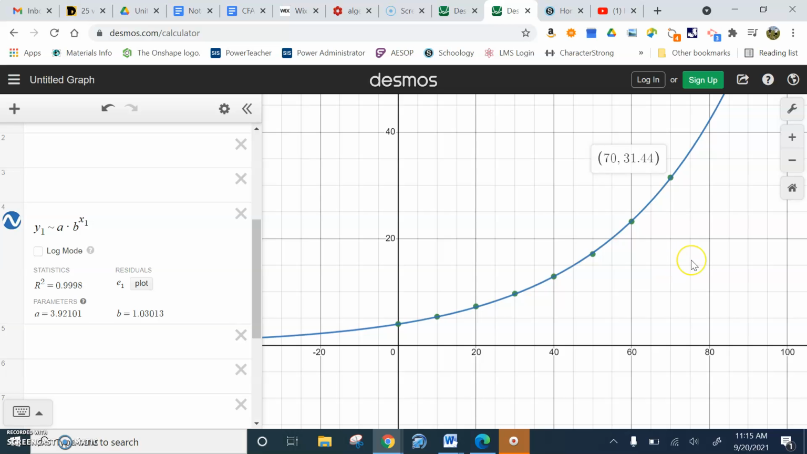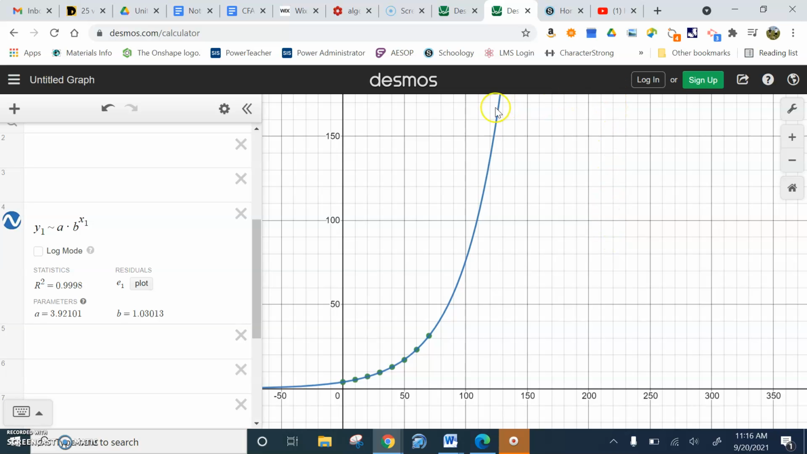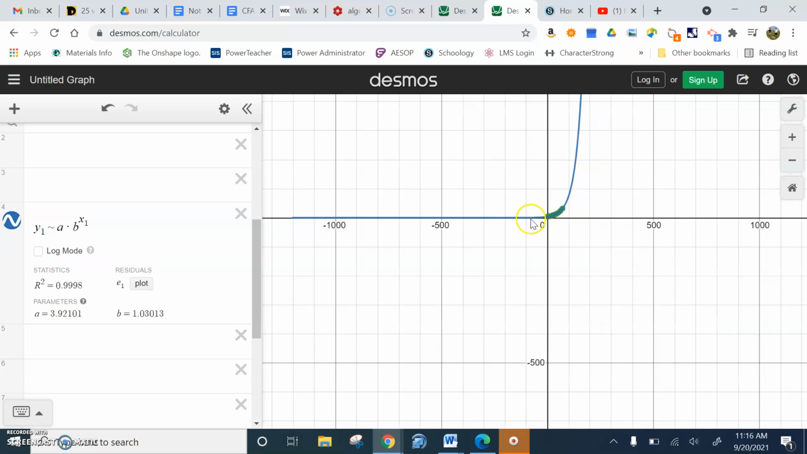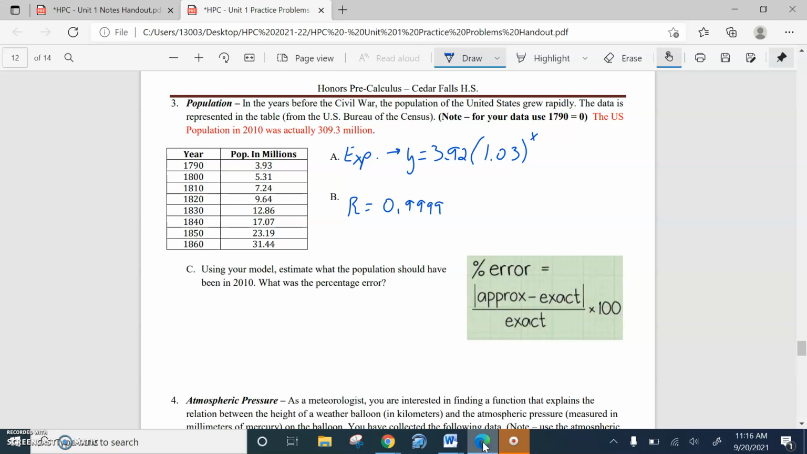So we need to find 220 on our graph. We need to be somewhere over here. We could keep zooming out and zooming out, but that's a lot of zooming out. Or we can use that calculator, use that brain of ours, and just plug in f of 220. What that would be is 3.92 times 1.03 raised to the 220th power. So use your calculators to do that.